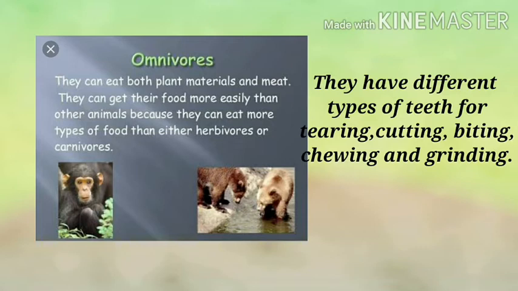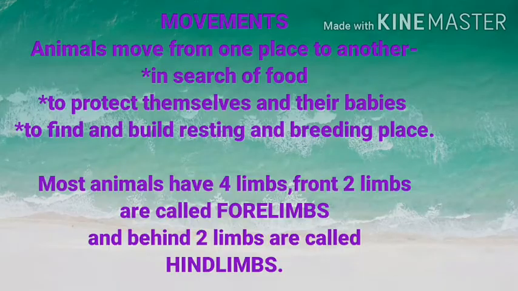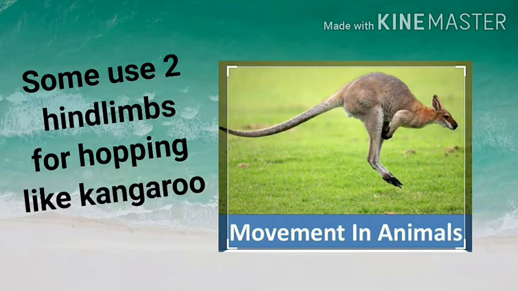Fourth characteristic is movement. Animals move from one place to another for various reasons in search of food or in search of the protection or for breeding place. Now, movement in land animals. Generally, the land animals have four limbs, which are used for various purposes like lion, tiger, and all. The kangaroos and all they use the hind limbs for hopping purpose. So they use their back two limbs. They are called hind limbs.